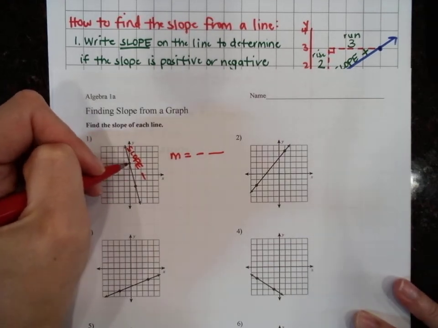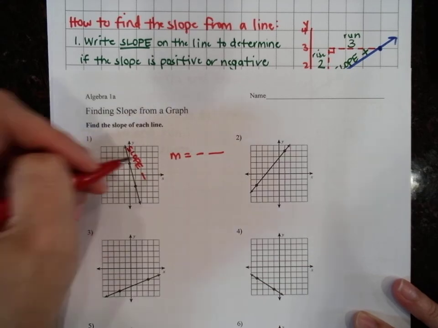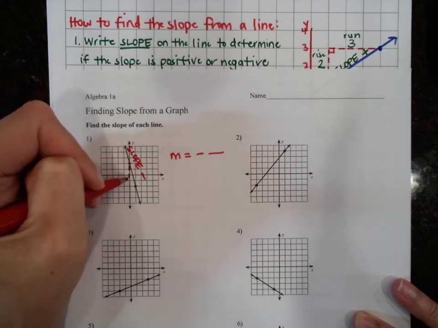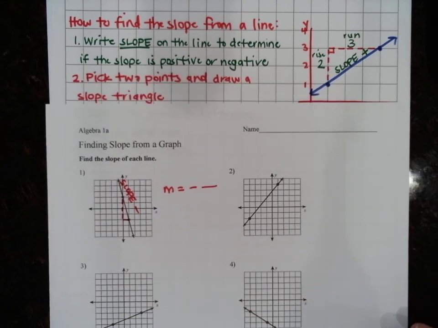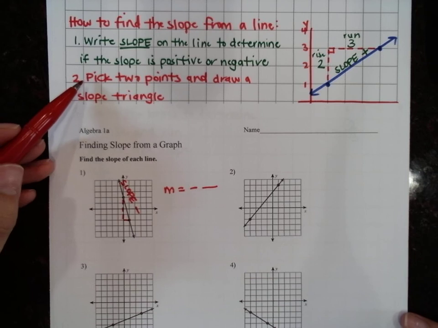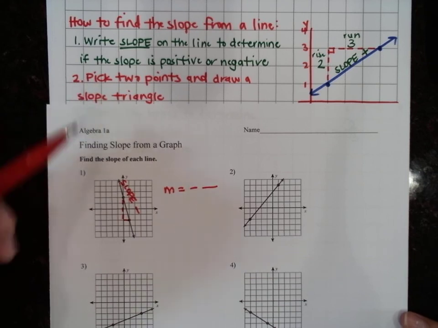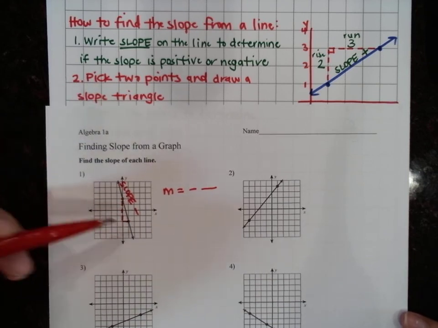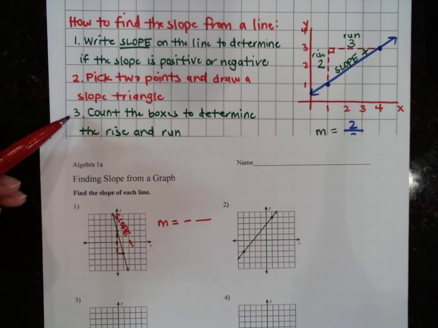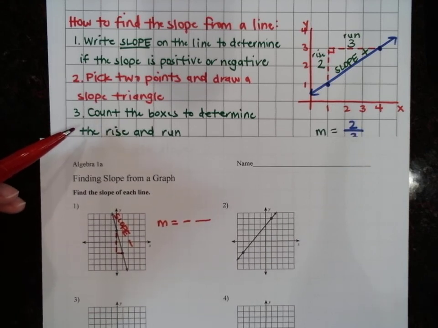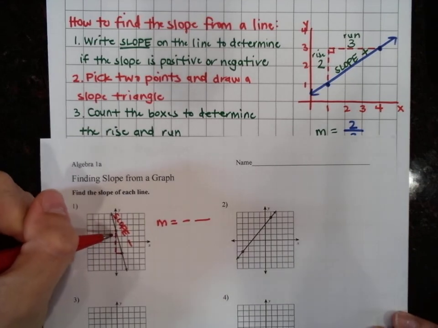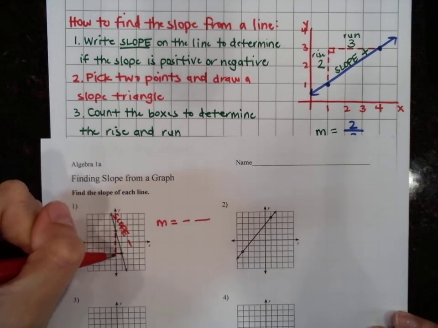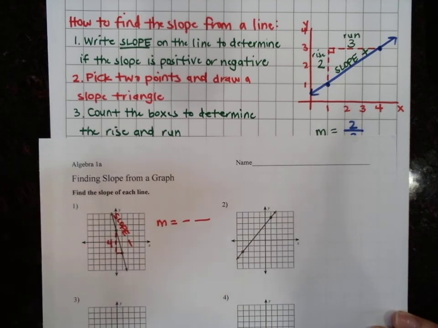So you can do it over or under the line, it doesn't matter. You're just connecting the 2 points to form a right angle. So pick 2 points and draw a slope triangle. They already gave us the 2 points, so we drew our slope triangle. Now we need to count the boxes to determine the rise and the run. So we're going to count the boxes. We're going down 1, 2, 3, 4 boxes.